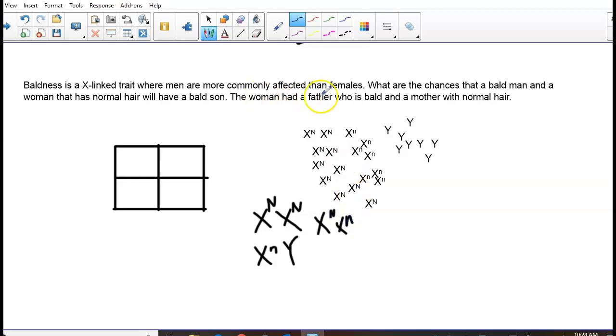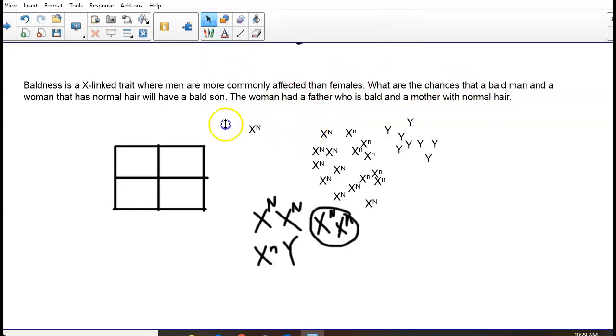But we do know because the next part of this question gives you some important information. It says the woman had a father who was bald and a mother with normal hair. Well, if she had a father who was bald, the father had to donate a little n because the father had to be X little n Y, so we know that this has to be the mother's genotype. If it didn't give you this sentence here, you would not be able to figure out this problem. So the mother's big N, little n, and the father is little n Y. So I'm going to fill in my Punnett square.